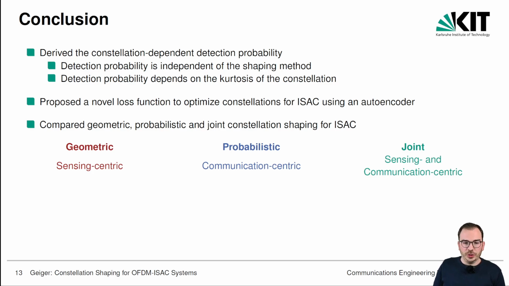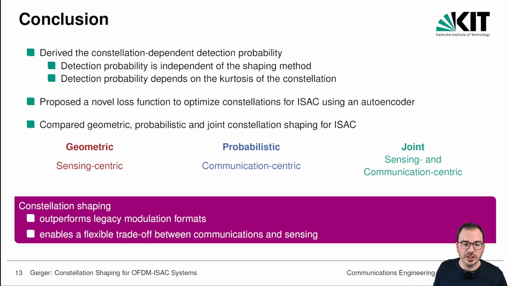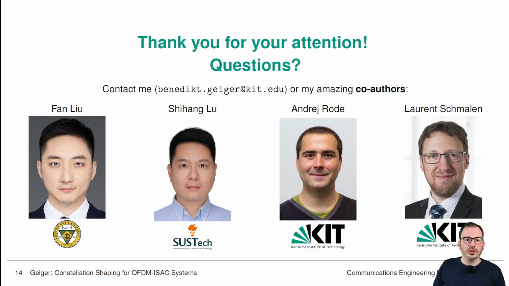Next, we compared geometric, probabilistic and joint constellation shaping, and here we observed that geometric is more suited for sensing-centric ISAC systems, probabilistic shaping more for communication-centric, and joint shaping inherits the advantages of both and gives therefore the superior performance and is suited for sensing and communication-centric ISAC systems. And finally, we showed that constellation shaping is able to outperform legacy modulation formats and enables a flexible trade-off between communications and sensing.